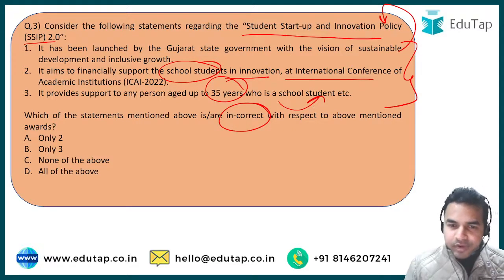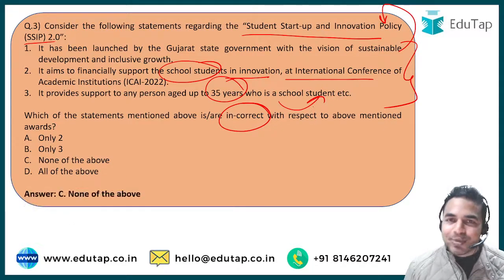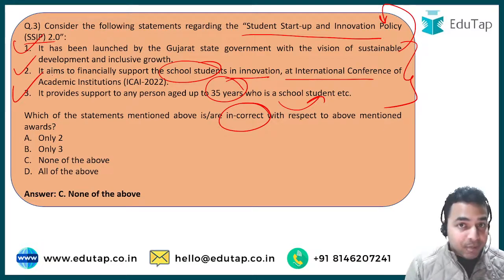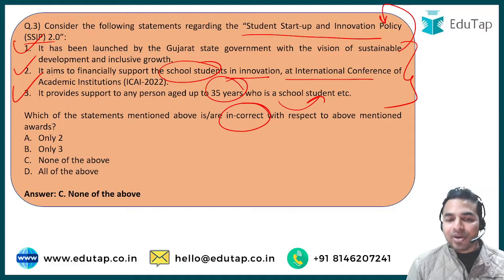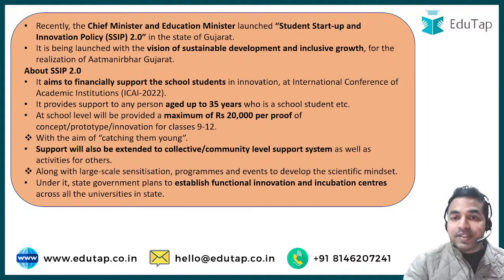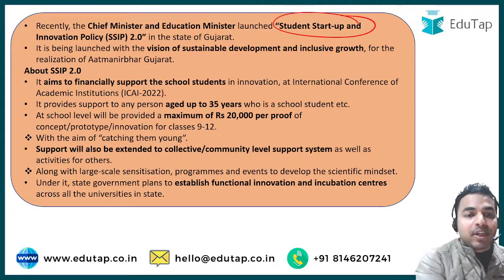And the right answer to this particular question is option C, that is none of the above. That means all these statements mentioned here about the SSIP 2.0 are correct. Okay, so that is the reason our right answer for this question will be option C, none of the above. So here you can see that the Chief Minister and Education Minister of Gujarat has recently launched the Student Startup and Innovation Policy.